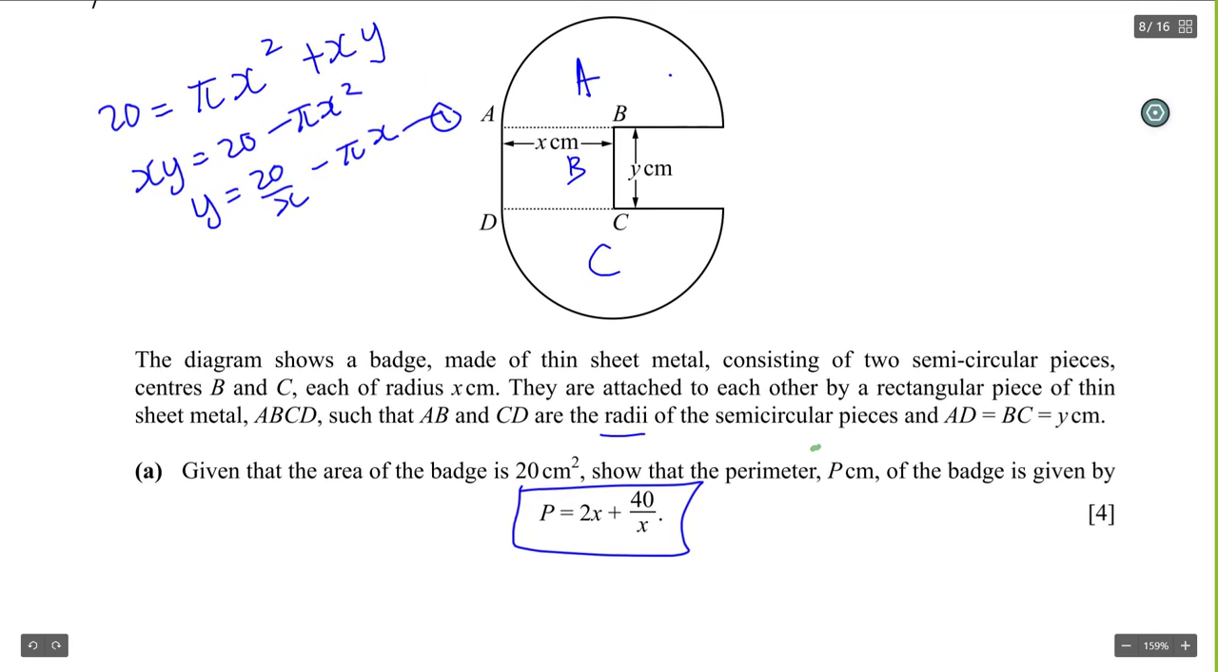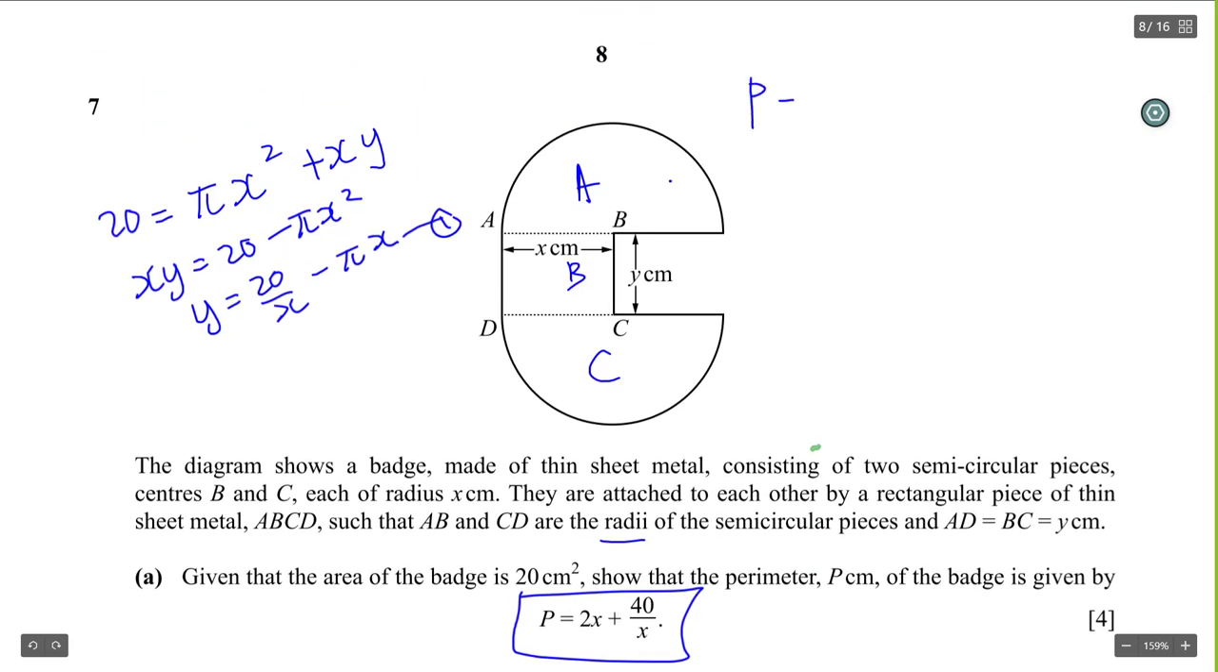Alright, then they ask about the parameter. So from this diagram, I want to get the parameter, right? This is a semi-arc length, and then another semi-arc length. So both added together will equal the circumference, isn't it? Circumference is what? Circumference will be 2 pi r. So it will be 2 pi x.